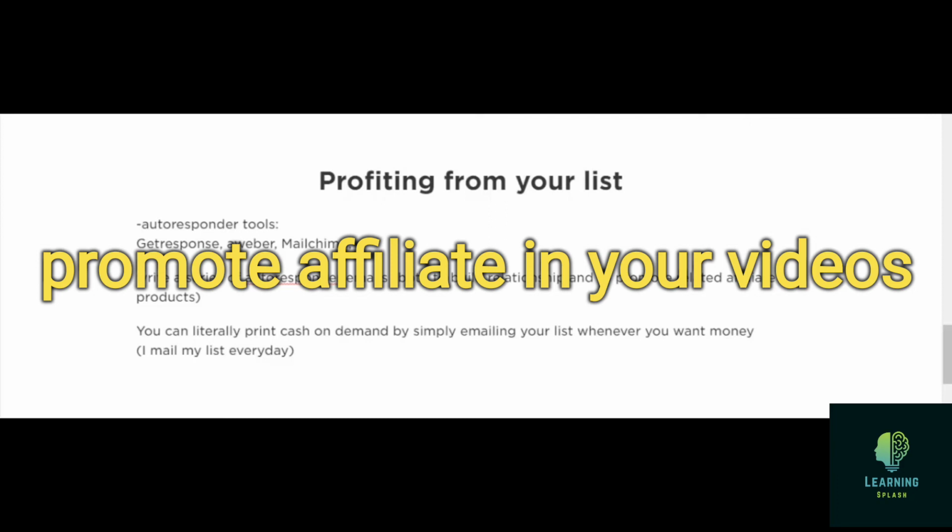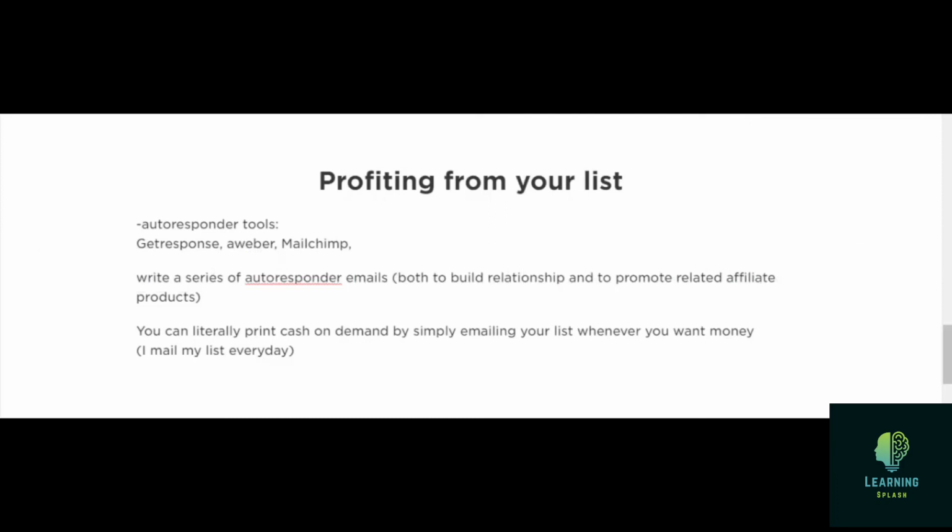And depending on how comfortable you feel emailing your list, you could email them every day or every other day or twice a week if you want. It's up to you. And you could also write a series of autoresponder emails to build a relationship and also to promote related affiliate products. So basically, when someone opts in, joins your list, they'll automatically receive these emails from you. These autoresponder emails, you could write 5 of them, 10, or even 30 or more.